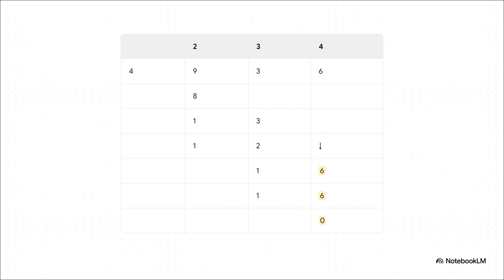We bring down that last digit, the 6, to team up with our remainder of 1. Now we've got 16. So, let's do the steps. Divide. 16 divided by 4 is a perfect 4. That goes up in the quotient. Multiply. 4 times 4 is 16. And finally, subtract. 16 minus 16 is 0. And a 0 remainder is the signal that we are all done.